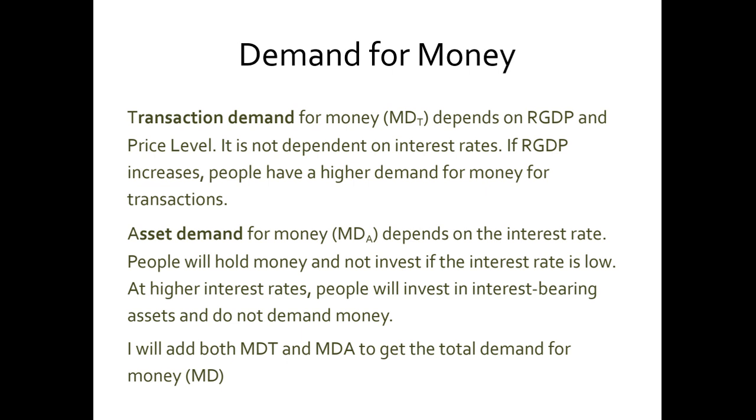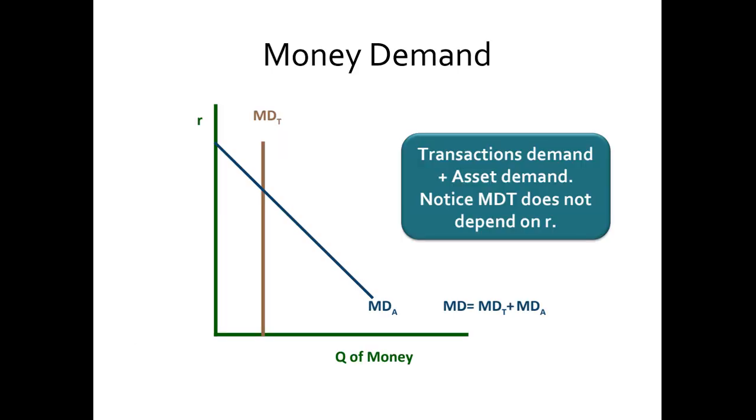I will add both money demand, that is for transaction purposes, and asset demand for money, that is MDA, to get the total demand for money. So I just add these two and I get this demand for. Don't get confused. This vertical line is not money supply. It's still money demand, transaction demand for money. And I told you in the previous slide that transaction demand for money is independent of interest rate. So whatever be the interest rate, the demand for money is the same. MDT depends on real GDP and price level.